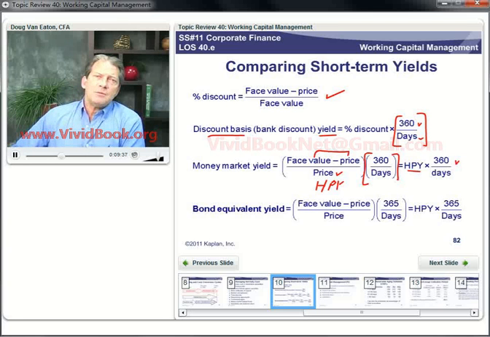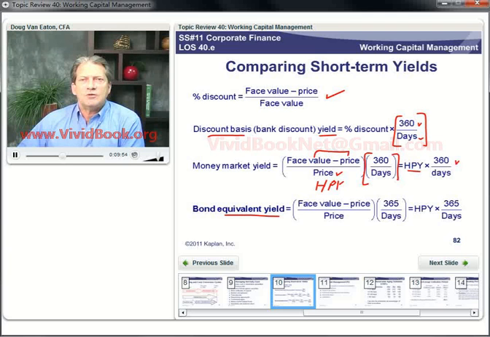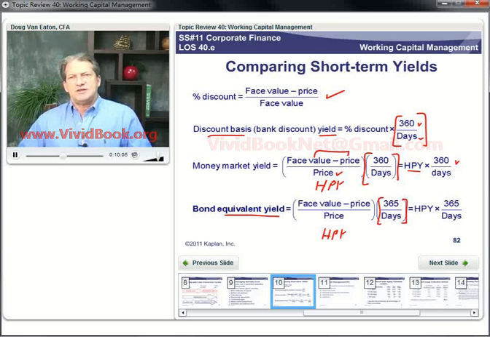Now we defined a bond equivalent yield differently in quant, and we define it differently in fixed income. So note that this bond equivalent yield is for short-term securities. And we're taking face value minus price over price. Well, that's our holding period yield again, and we're just annualizing it. Still, simple annualization, it's not an effective yield. Simple annualization with 365 over the number of days to maturity. And that's our bond equivalent yield.